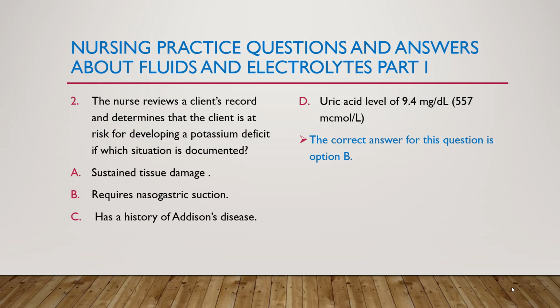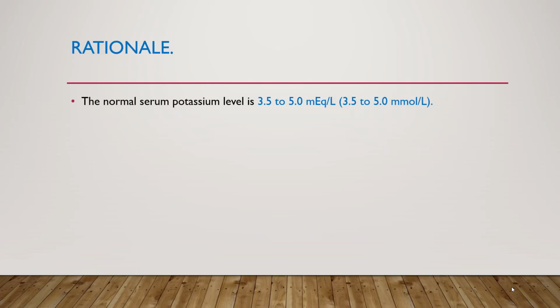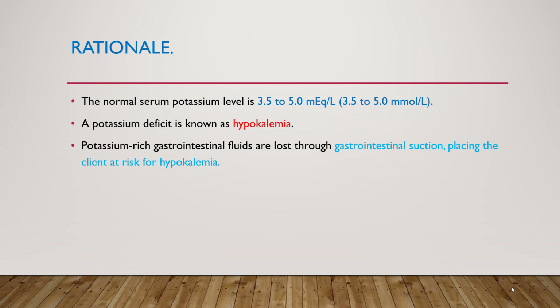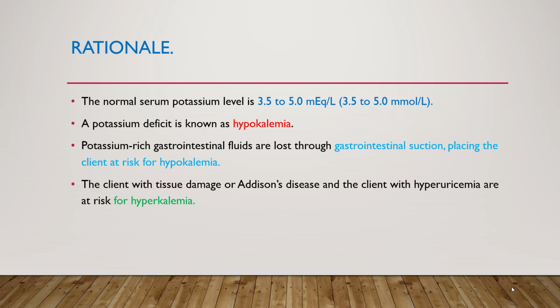Now let's move to the rationale. The normal serum potassium level is 3.5 to 5.0. A potassium deficit is known as hypokalemia. Potassium-rich gastrointestinal fluids are lost through gastrointestinal suctioning, placing the client at risk for hypokalemia. The client with the tissue damage or Addison's disease and the client with hyperuricemia are at risk for hyperkalemia. Finally, the normal uric acid level ranges from 2.7 to 8.5.